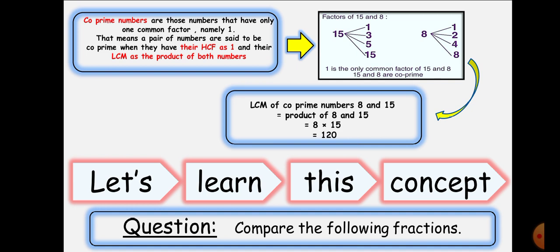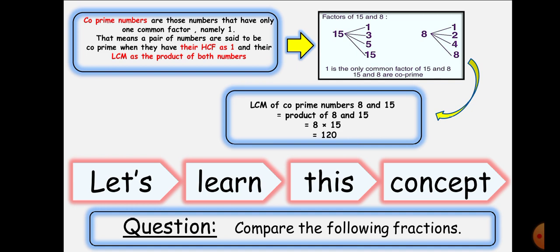The other numbers are different, so they are co-prime numbers, okay. If I have to take the LCM of these co-prime numbers 8 and 15, whenever you multiply 8 with 15, you get 120. That means this is the LCM, and the HCF is always 1, okay. So let's learn this concept.